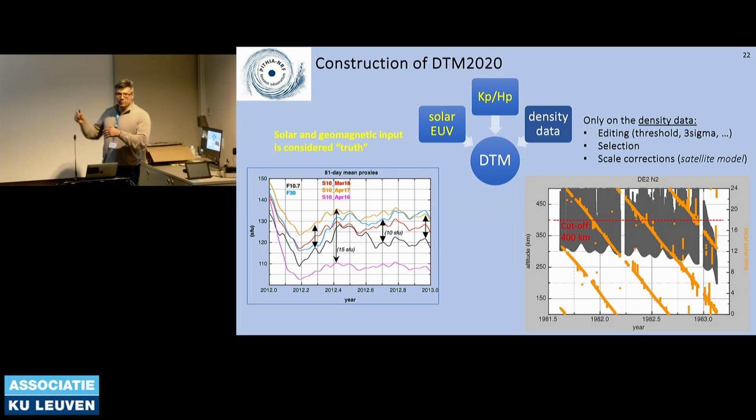If you're combining data sets that come from multiple sources, you have to make sure that all the density data sets are consistent. So when you're propagating from one altitude to the next, ending up each time from one data set to the next, you don't have remaining scale factors between these data sets.